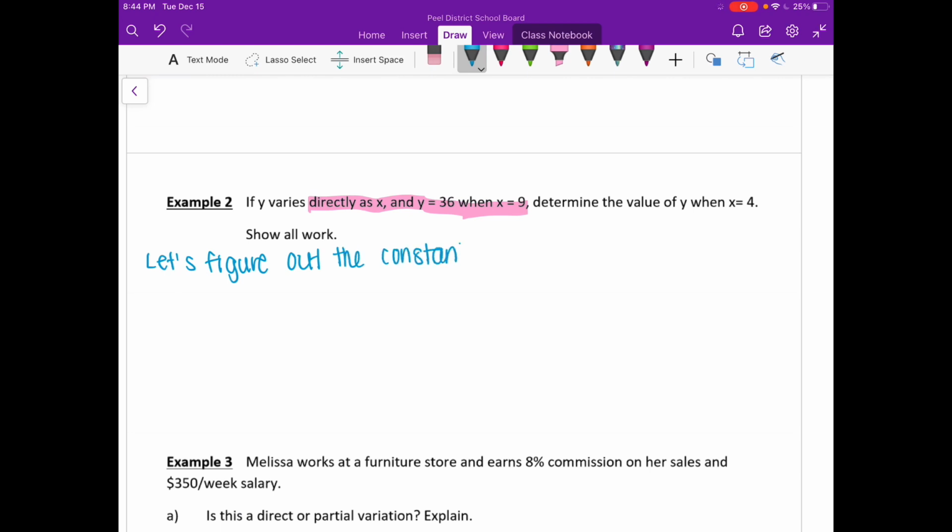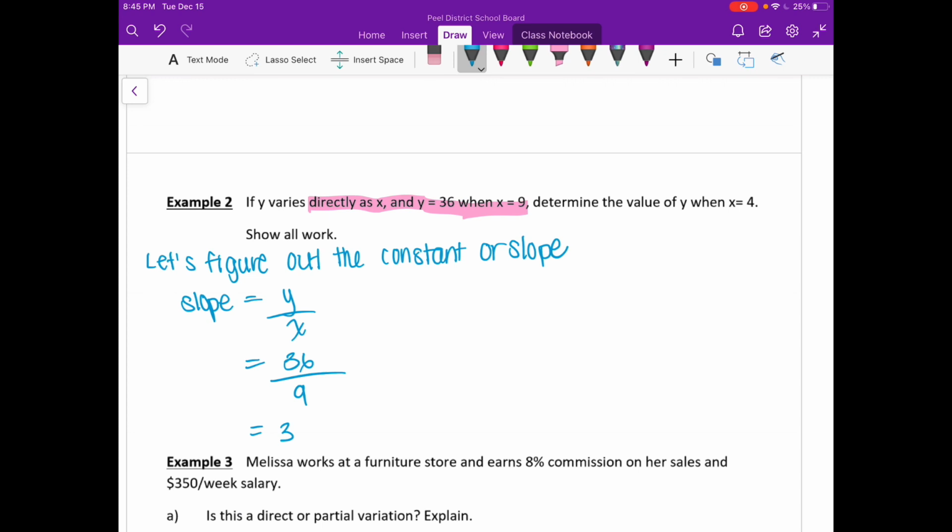Or the slope. So I know my slope is y over x. So what's my y value? 36 divided by x, which was 9. So I know my slope is 3, right?